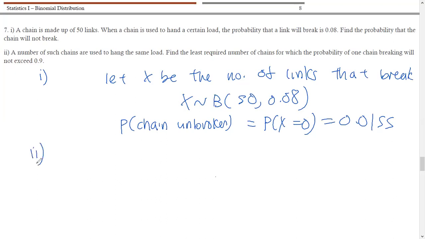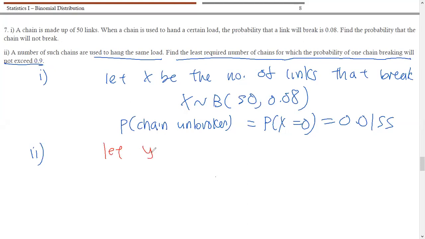Part 2, a number of such chains are used to hang the same load. Find the least number of chains required such that the probability of one chain breaking will not exceed 0.9. So this is a tier 2 problem. We are going to use a couple of these chains to hang a certain load such that the probability of one chain breaking will not exceed 0.9. And where is the unknown? Let me define first. This is going to be a tough question.